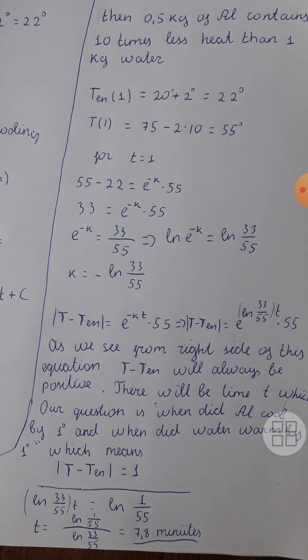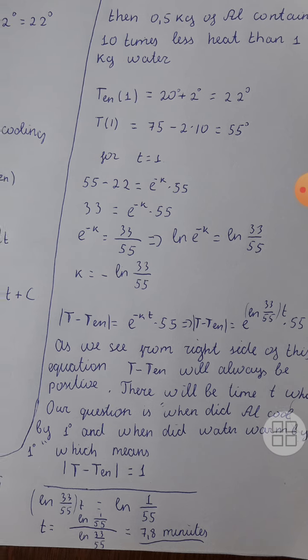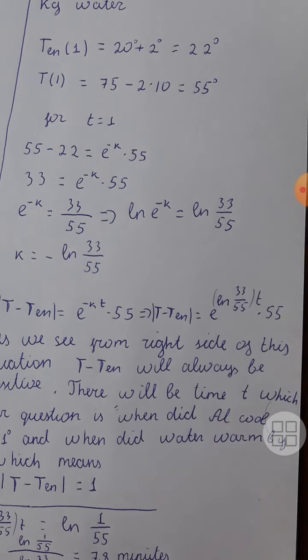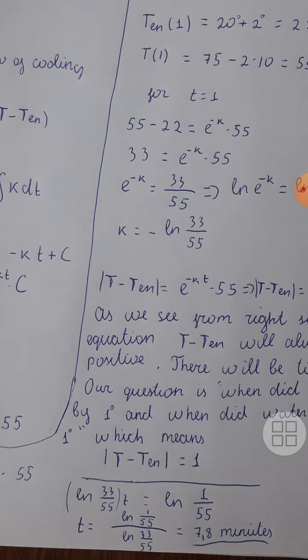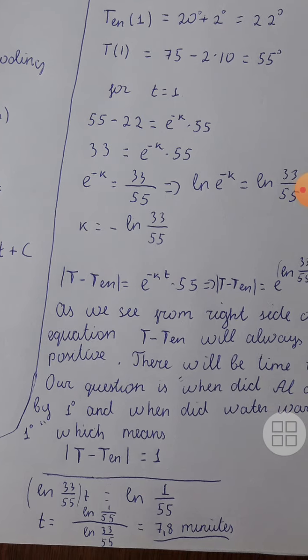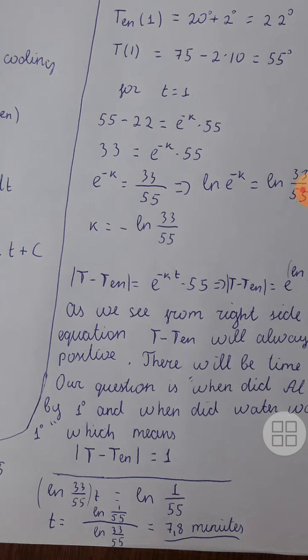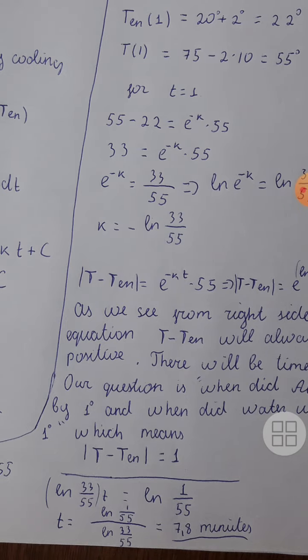And it asks us when did aluminum cool by 1 degree and when did water warm by 1 degree. It means that the absolute value of the difference between them will always be 1. Therefore, we put 1 instead of T minus T environment, because if it is cooled by 1 degree, there will be a difference of 1, and we just solve our equation, and the answer is 7.8 minutes.